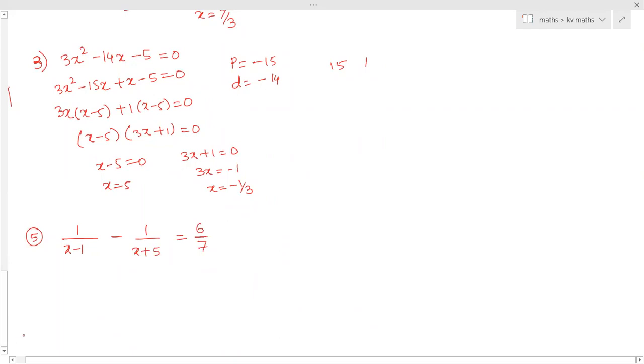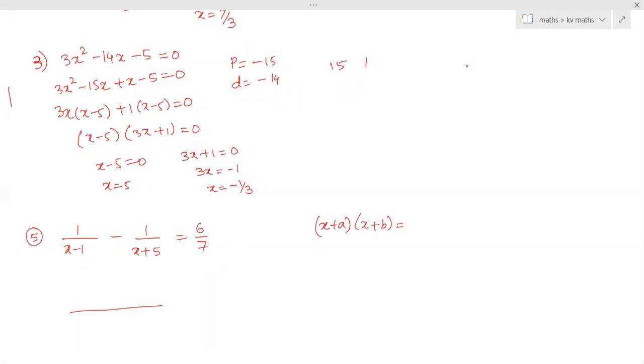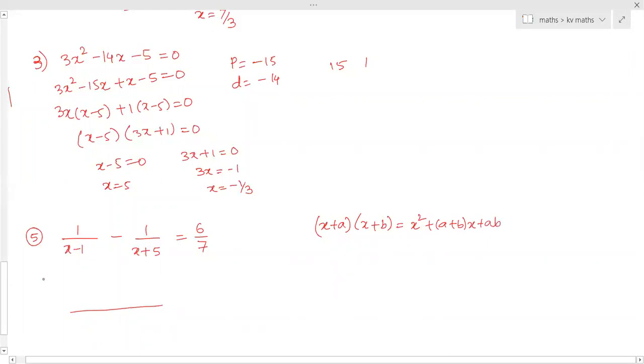Now here, what can we do? Nothing is common, nothing to take out, so we cannot factorize. So take the LCM of these two terms. The LCM is the product of the two terms, (x plus a) into (x plus b), which equals x square plus (a plus b)x plus ab. You have to remember this identity and directly write the product. No need to multiply one by one and increase it to 2-3 steps. That's not needed now.